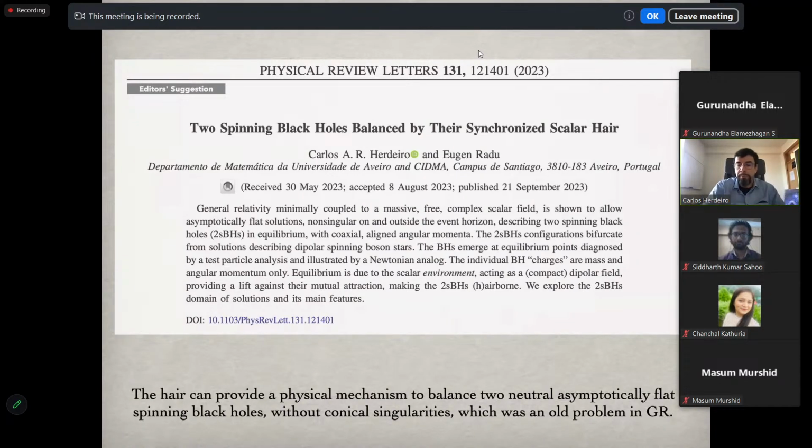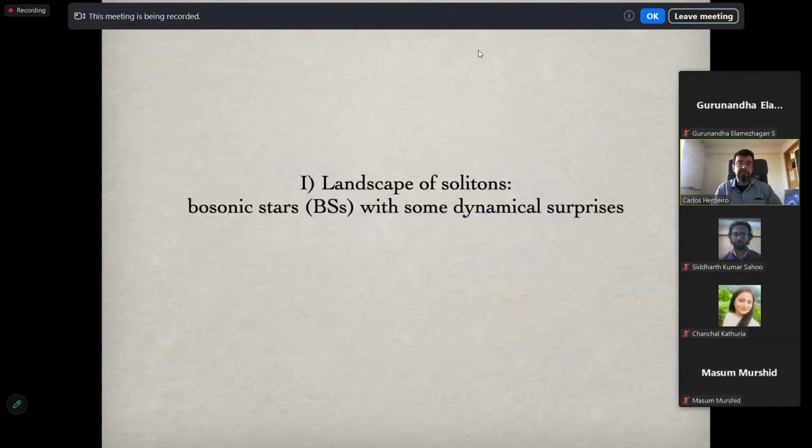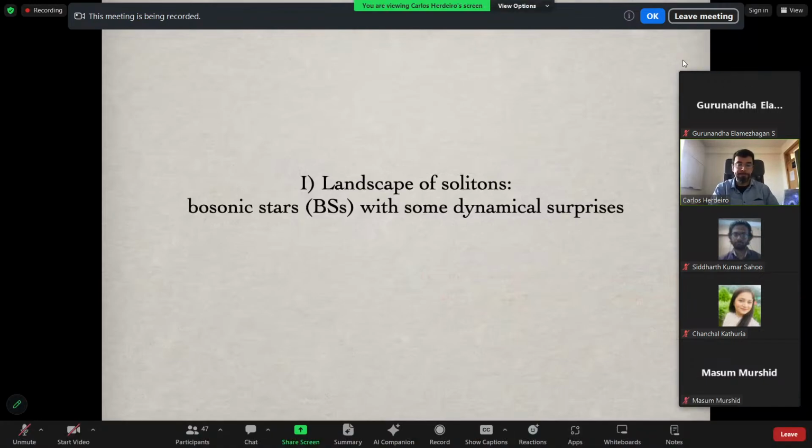And this is just a point I would like to make in relation to black holes, because my talk will be mostly devoted to the solitons. So, and this is really the goal of my talk, to tell you about something about this landscape of solitons in this class of models. So I would like to tell you a bit more about these bosonic stars.